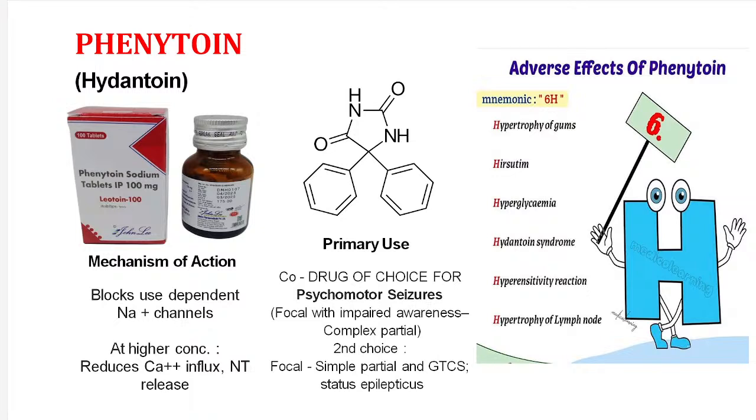So you can see here hypertrophy of gum or hyperplasia of gums, that is very common. 20 to 30% of people who use phenytoin have hypertrophied gums. It can be prevented by maintaining good oral hygiene. So that is one of the most important things. Then hirsutism, particularly in females, is very troublesome.